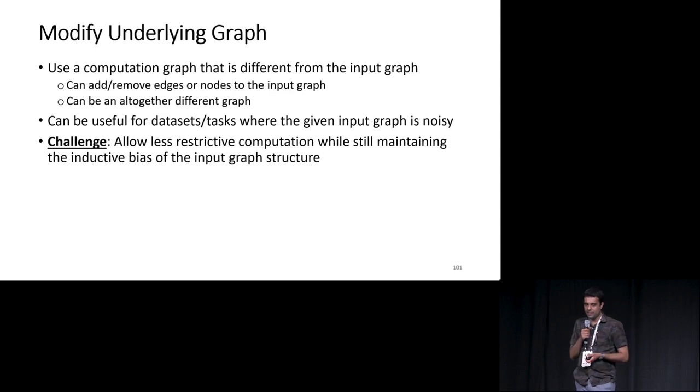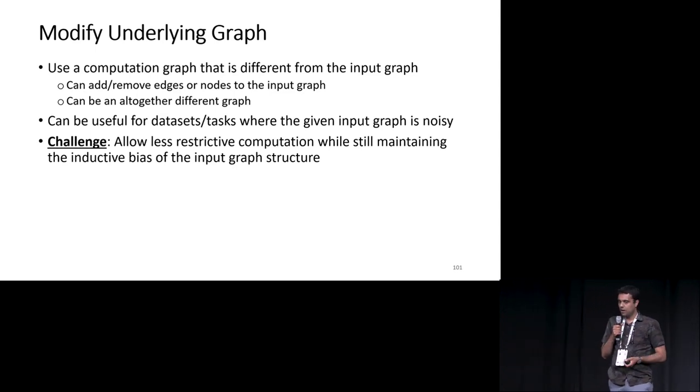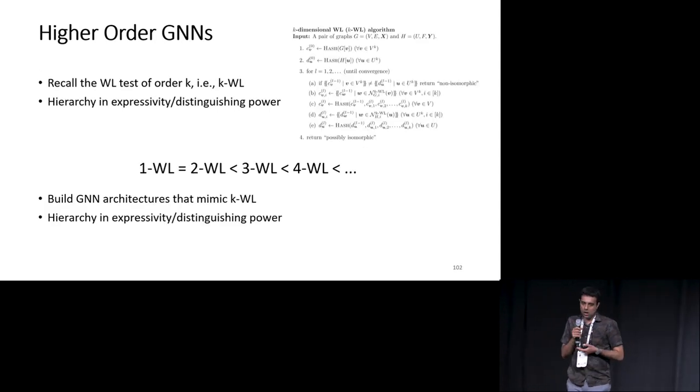So again, the idea is that you don't want to necessarily be restricted to the input graph, especially when you have a data set where the graph can be noisy. So one such approach, besides graph transformers, is the use of higher order GNNs. I described this series of WL tests, the K order WL test, which operates on tuples of K nodes. So basically you can design a GNN that does message passing on K tuples of nodes.